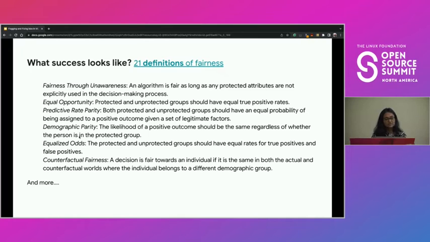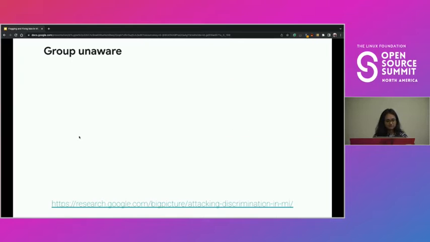And again, the most important part is understanding what fairness looks like. In academic research, there are 21 definitions of fairness. What works for Google Maps may not work for YouTube, and it may not work for the model you are trying to design. So you need to think about which fairness definition works well for your problem use case, and think of fairness as a metric.